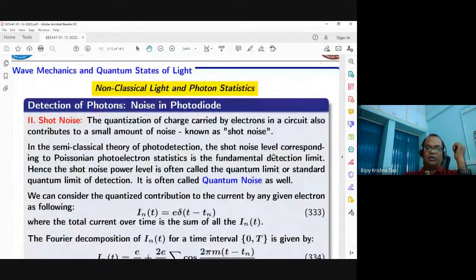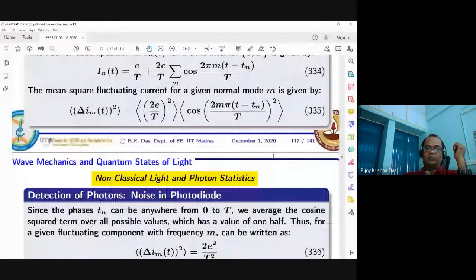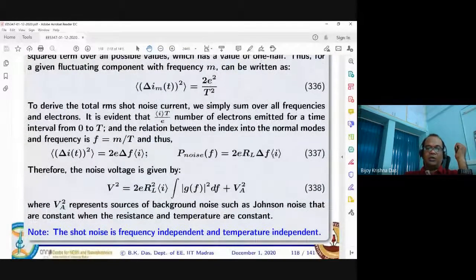So we can write that V square by RL is the power, right? So V square equals power times RL, because you have to multiply by RL here. So if you multiply RL, you get V square. V square is equal to 2e RL square times the average current I.